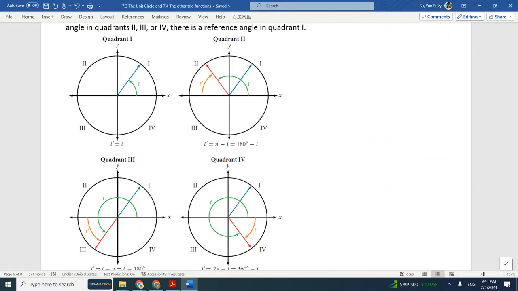What's the relation between T and T prime? They add up together, we get 180 degrees. Yes, everybody? So draw the picture. Then you can see T plus T prime is 180 degrees. Therefore, T prime is 180 degrees minus T. Is that okay, everybody?